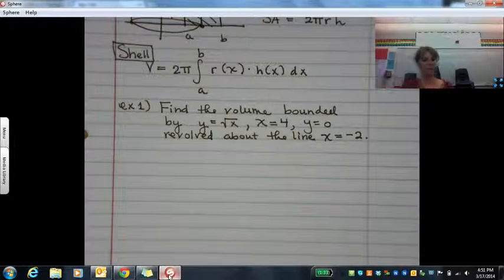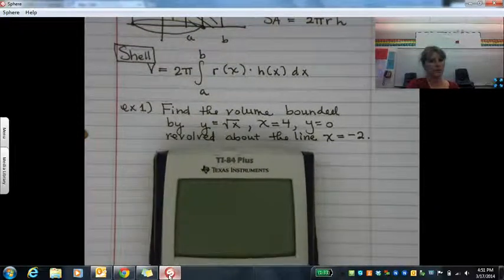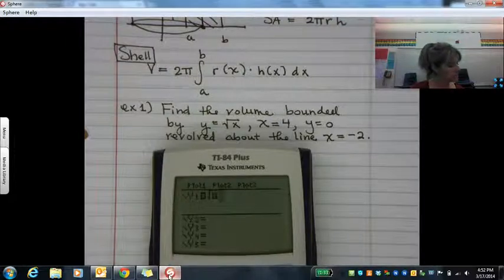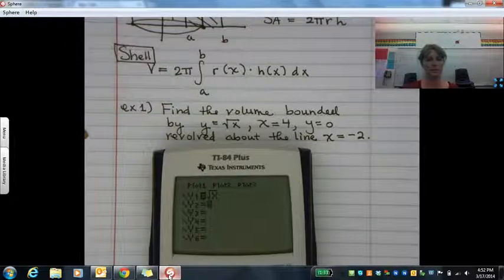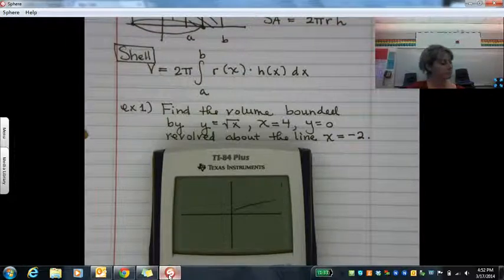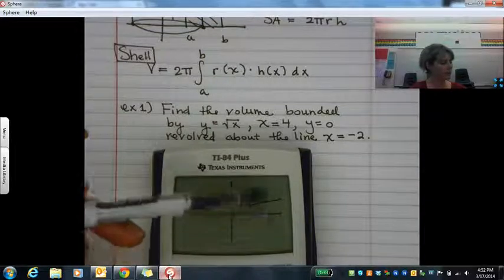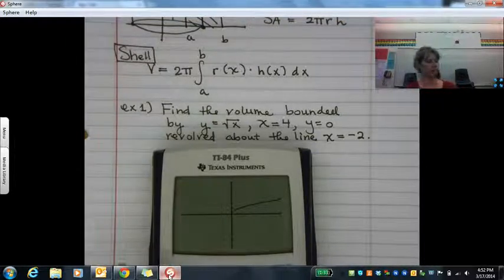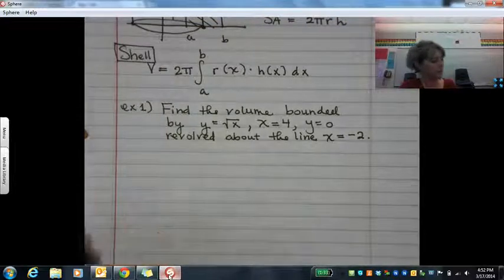So I'm going to go ahead and get the calculator out here, and we're going to just type each of those in. Okay, so y equals root x. And y equals 0 is just the x-axis, so I don't need to necessarily graph that. I can, but I don't need to. Okay, so there's my square root graph, and then I know y equals 0 is the x-axis, and then I'm going to 4, so 1, 2, 3, 4. There's x equals 4 here, and then I'm spinning it around the line x equals -2, which is not part of my actual graph.